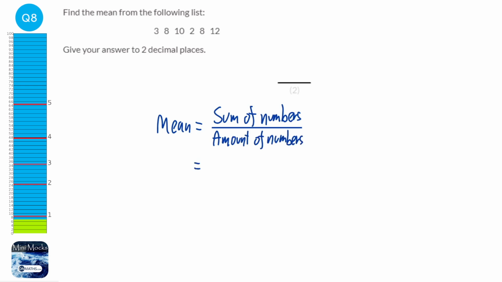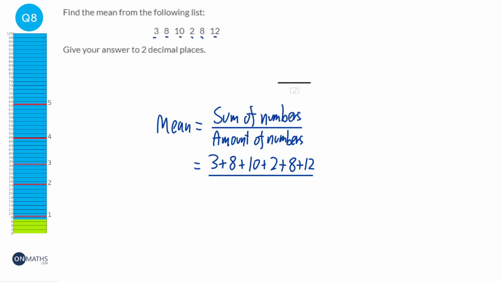Sum is just a fancy way of saying add up the numbers. So we're going to do the 3 plus the 8 plus the 10 plus the 2 plus the 8 plus the 12. And we're going to divide that all by how many numbers there are. So there are 1, 2, 3, 4, 5, 6 numbers. When you add those numbers up, you get 43.